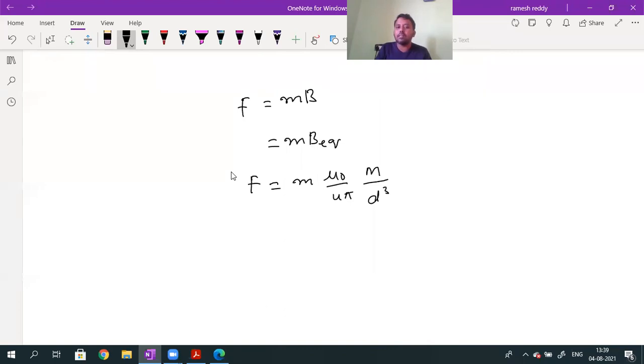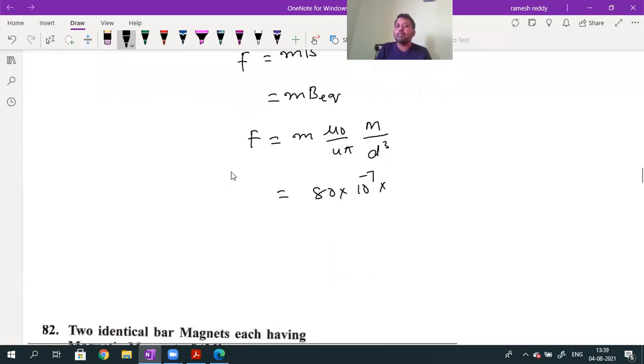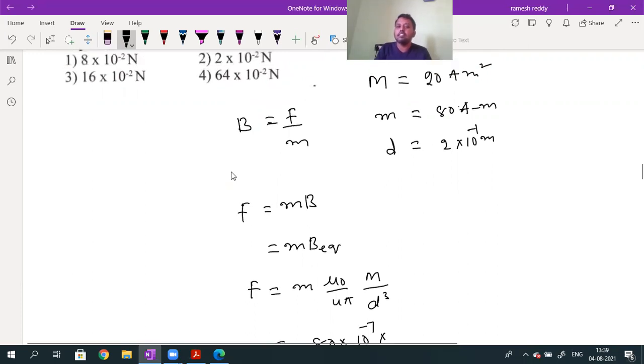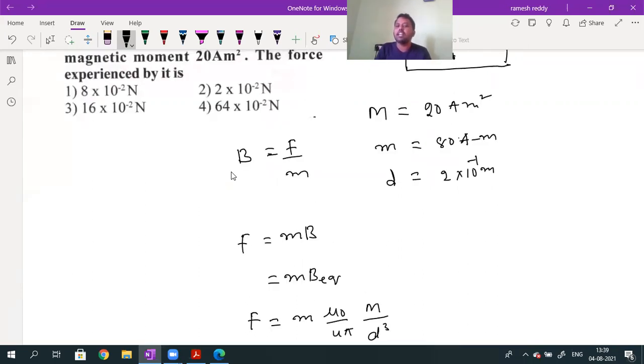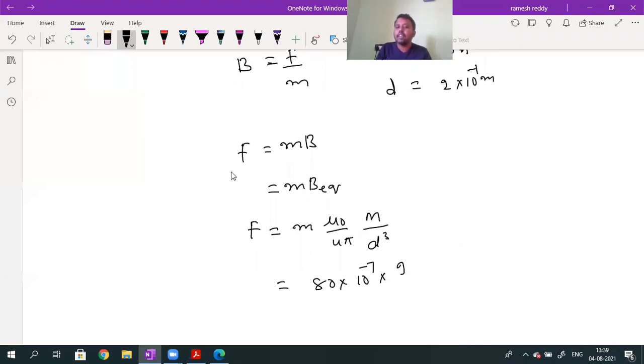Now I want to calculate the F value. Here m is given as 80. Mu naught by 4 pi is 10 power minus 7. The magnetic moment is given as 20. Divided by d cube, which is 2 into 10 power of minus 1 whole cube. So I will get 80 into 20 into 10 power of minus 7 divided by 8 into 10 power of minus 3.